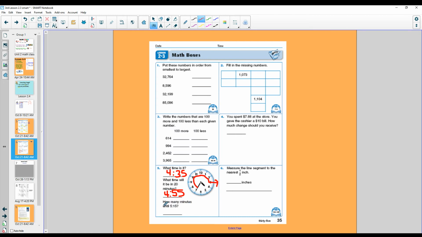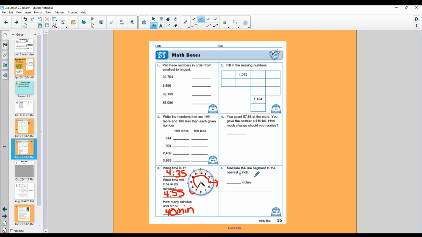So now it says how many minutes until 5:15? Well, if it's 4:35 and I want to get all the way to 5:15, that's how much time it's going to take me. So from here to here, think of the pattern of the clock. I'm going to count by fives. 5, 10, 15, 20, 25, 30, 35, 40. There are 40 minutes until 5:15. Do you see how I drew right on my clock? You'll have to use the tools that you have.